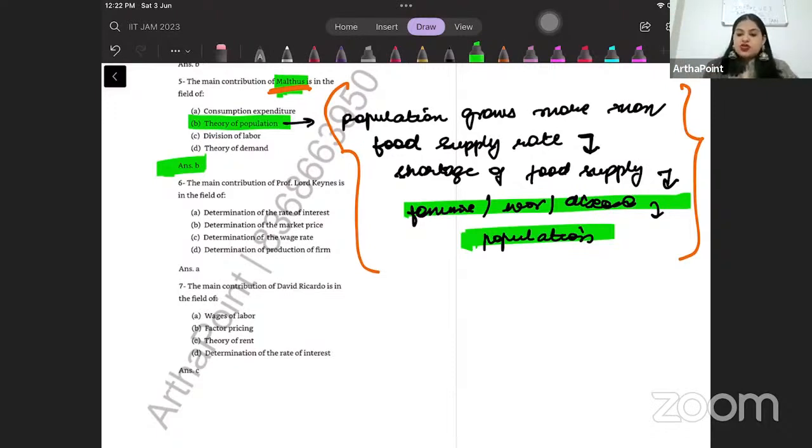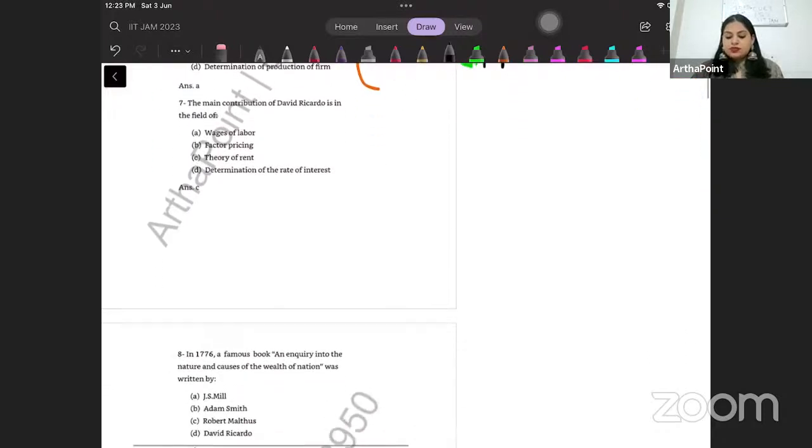Okay, beta, come to the next question. The next question states, the main contribution of Professor Keynes is in the field of. So out of these four, we know he gave his contribution in the field of rate of interest. So the answer to this question is A. So Keynes, he gave his contribution in the field of the rate of the interest. Okay, beta, come to the next question.